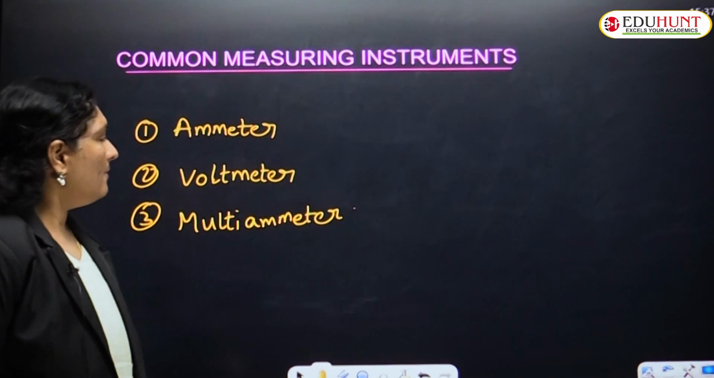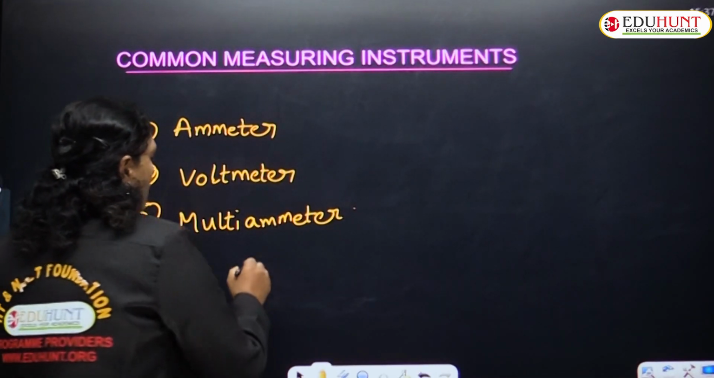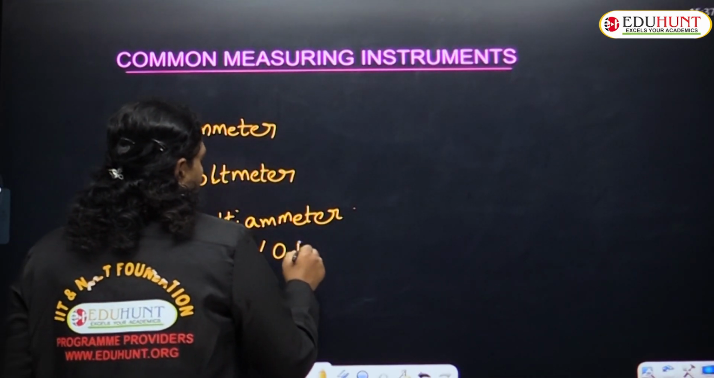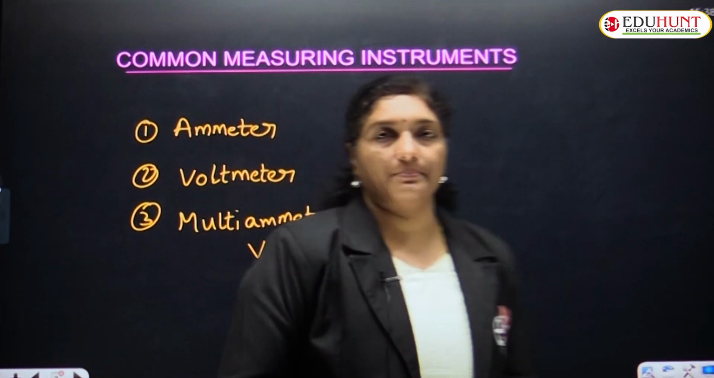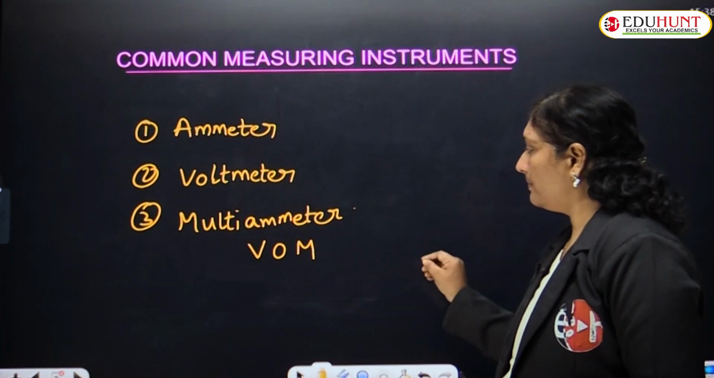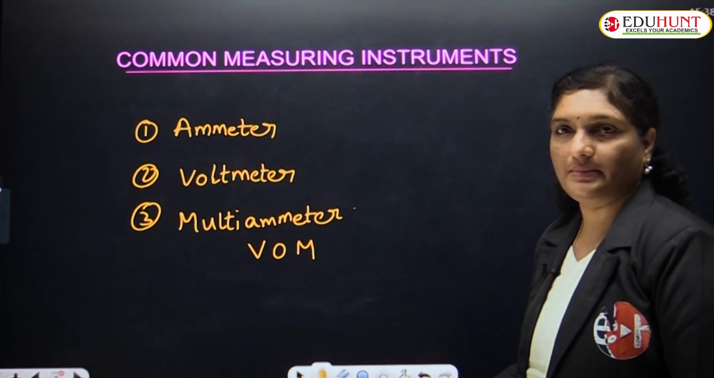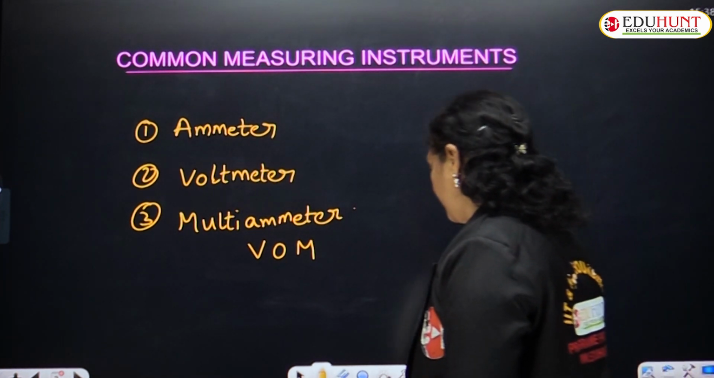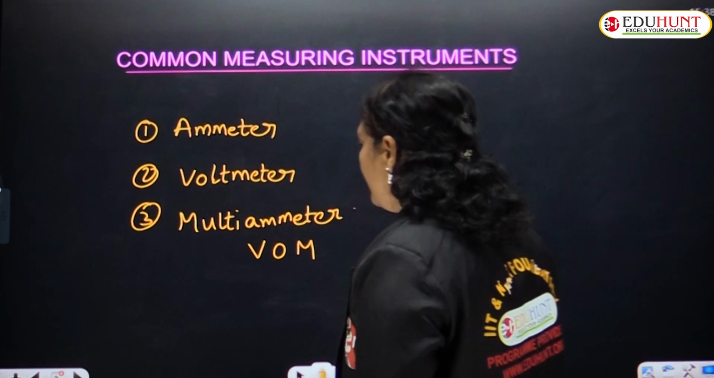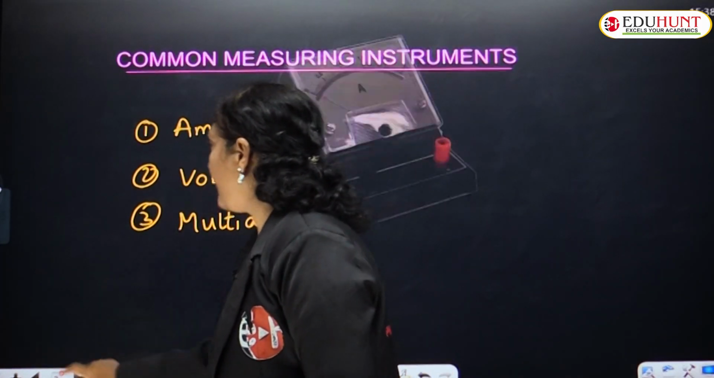Multi-ammeter or multimeter is also called as VOM. The meaning of VOM is volt-ohm ammeter. Okay. So anyhow, first of all, look at the ammeter.